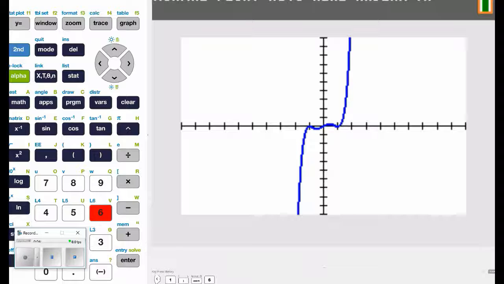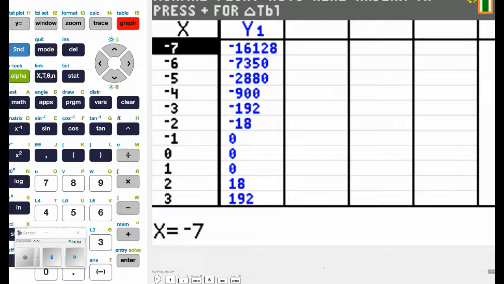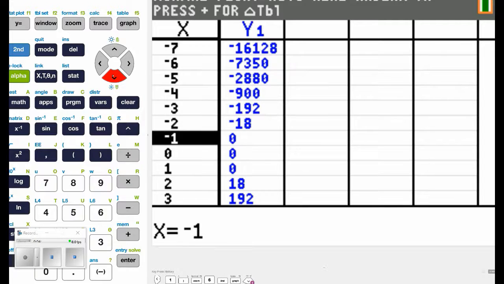Where does this function have zeros? Well, there's one at negative 1, there's one at 0, and there's one at positive 1. If we wanted to check, we could look at the table. So if we had second graph, where does it hit 0? At negative 1, 0, and positive 1.